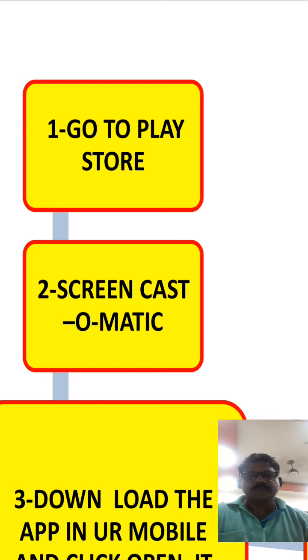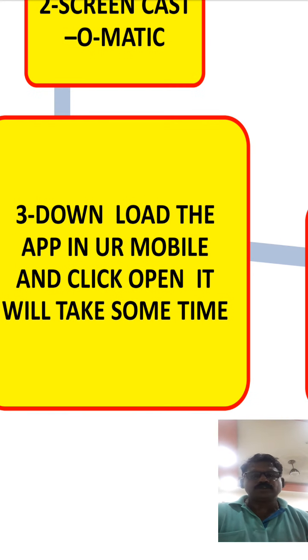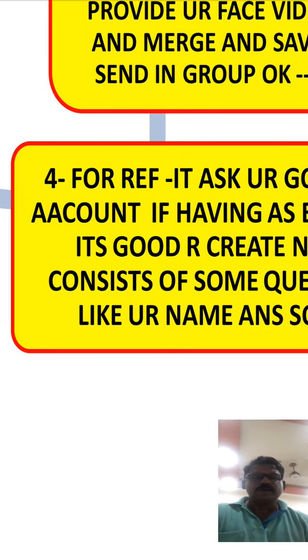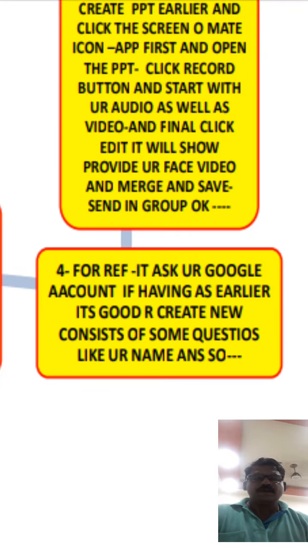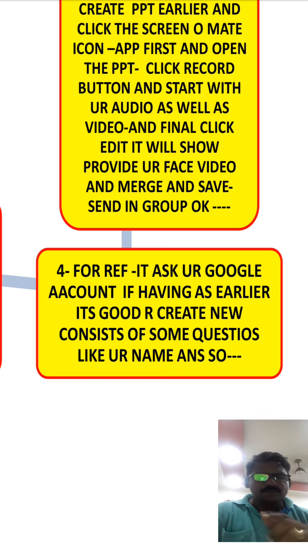So first step, go to Play Store, then Screencast-O-Matic, then you want to download the app in your mobile and click open. It will take some time. Yes, it will take some time. Then the fourth step, for reference it asks for your Google account. If you already have one, it's good. Or create a new one, consisting of some questions like your name and answer, and some other things it will be asking you. Then you want to enter all the things. It will take quite a short time, only a minute.